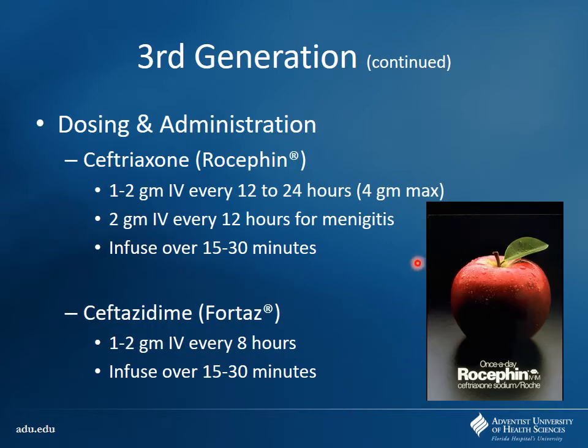Ceftriaxone is good because even though it is a time-dependent antibiotic, similar to the other cephalosporins, because it has a long half-life, you can actually get away with giving Rocephin every 24 hours most often. Sometimes for more severe infections, you may give up to, say, twice a day, but for the most part, it's once a day. So again, you see Rocephin once a day in that picture there, some of the original advertising for the drug.